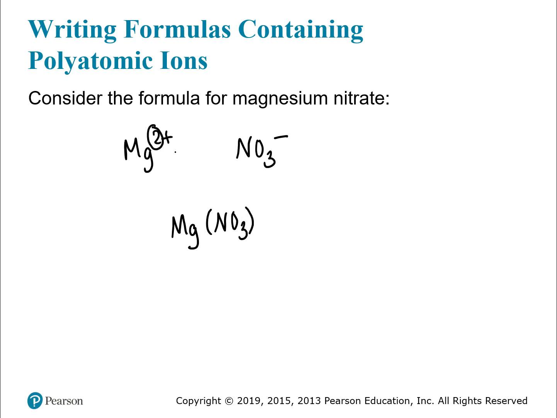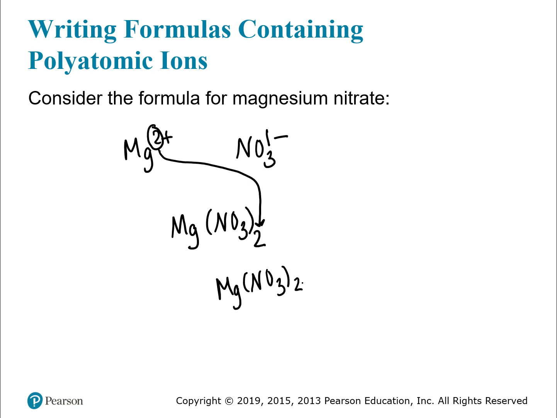You take the number in the charge for the magnesium, and that becomes the subscript for the anion. In this case, it is a polyatomic anion, so you have to again use those parentheses. There's an implied 1 here for the charge. We don't need to put a 1 for the magnesium, so we're just going to leave it alone. So you get to the same conclusion.